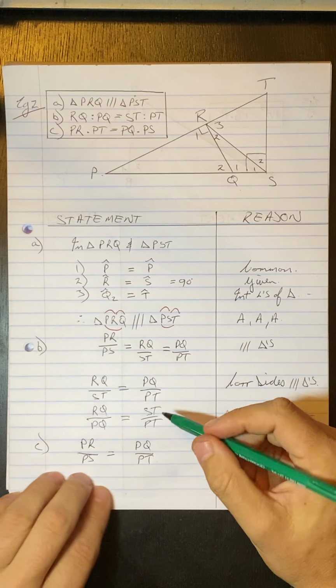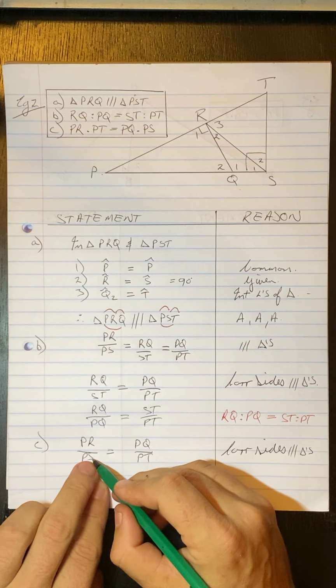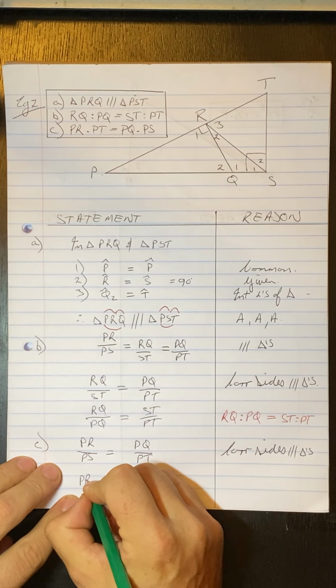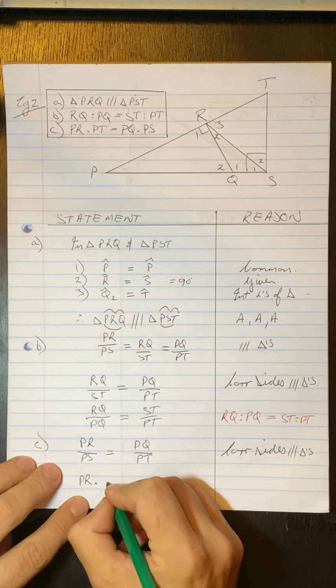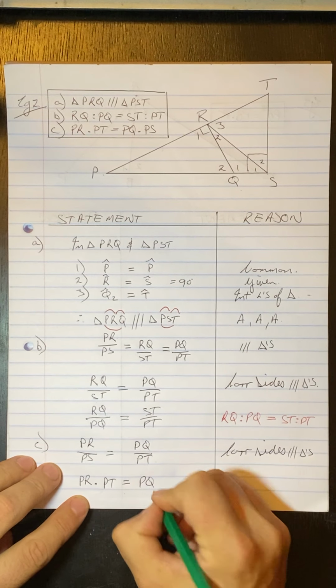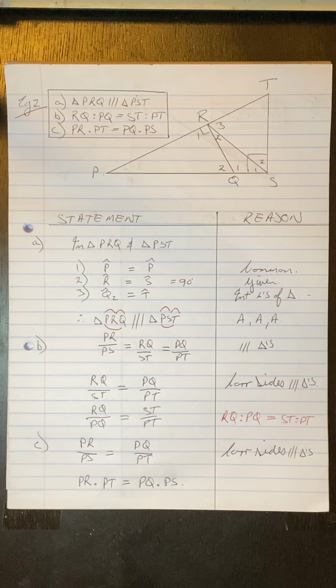Okay, so now all I'm going to do is multiply up by that PT, multiply up by the PS. So we get PR times PT is equal to PQ times PS. And we've proved it. Okay, going on to example 3.